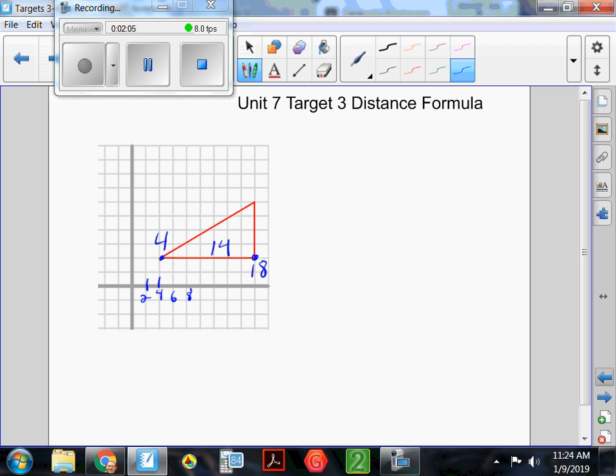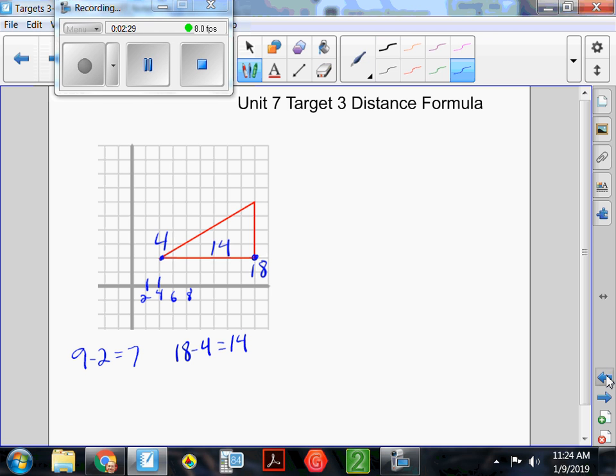I can get that by simply subtracting. 18 minus 4 gives me 14. And the first one, it was 9 minus 2. 9 minus 2 gave me 7. So I can always get that horizontal part that goes with the x by taking the two different x numbers and subtracting them.